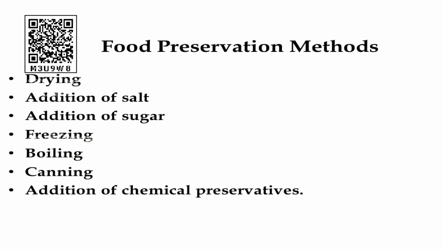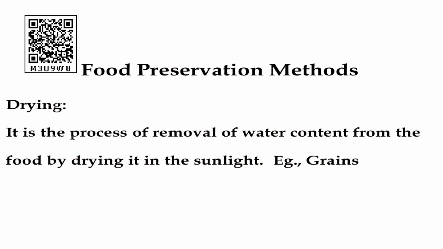So what are the food preservation methods? How can we prevent the spoilage of food? These are the food preservation methods, children: drying, addition of salt, addition of sugar, freezing, boiling, canning, addition of chemical preservatives. First we will see the process of drying.